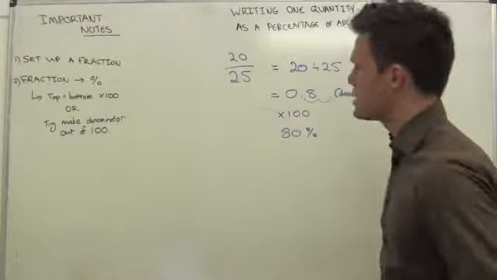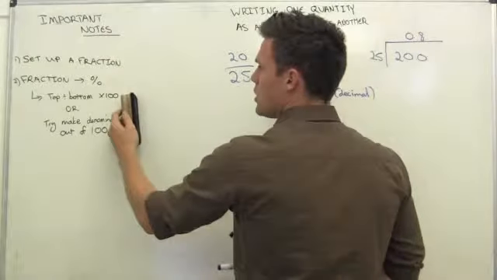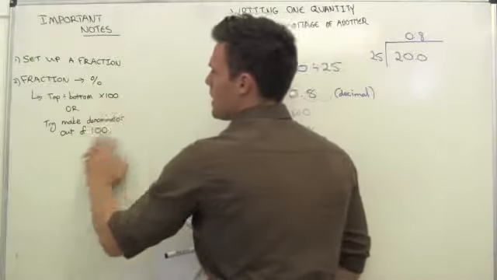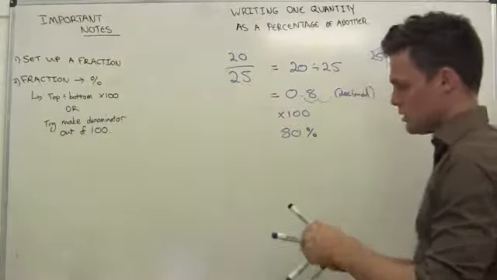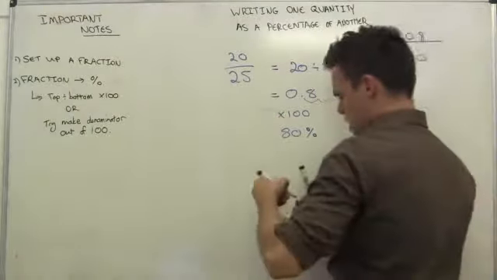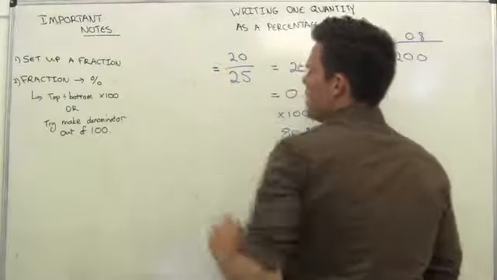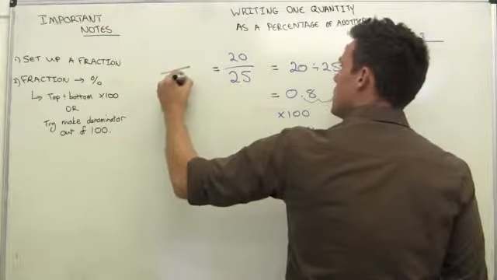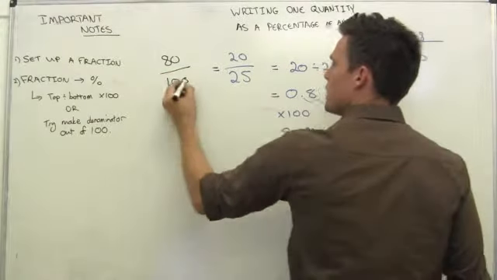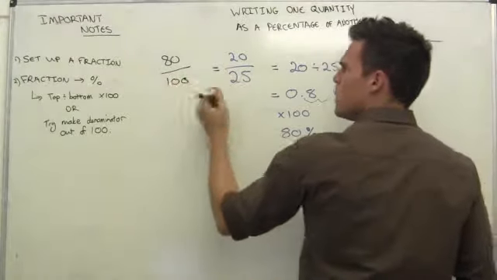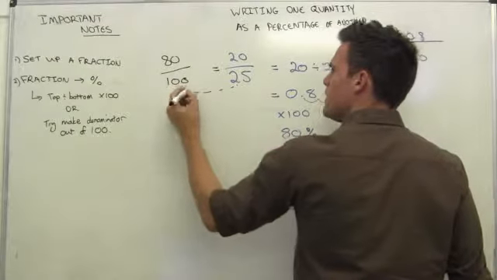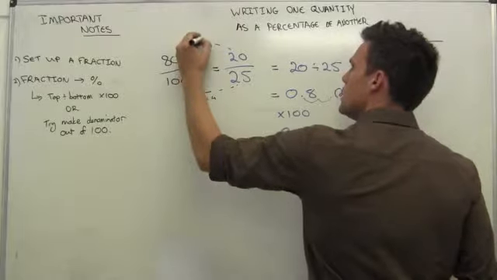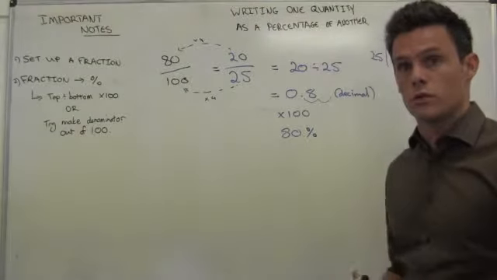Alright, let's do a few more examples. We can actually do the other method here, trying to make the denominator out of 100. We can do it with this fraction, so I'll do it on the left-hand side. 20 over 25 is what out of 100? Well, clearly 80 out of 100. And if you're wondering how I did that, what did I do to 25 to get to 100? I times it by 4, and so I must times my numerator by 4 as well. That's the golden rule of fractions.